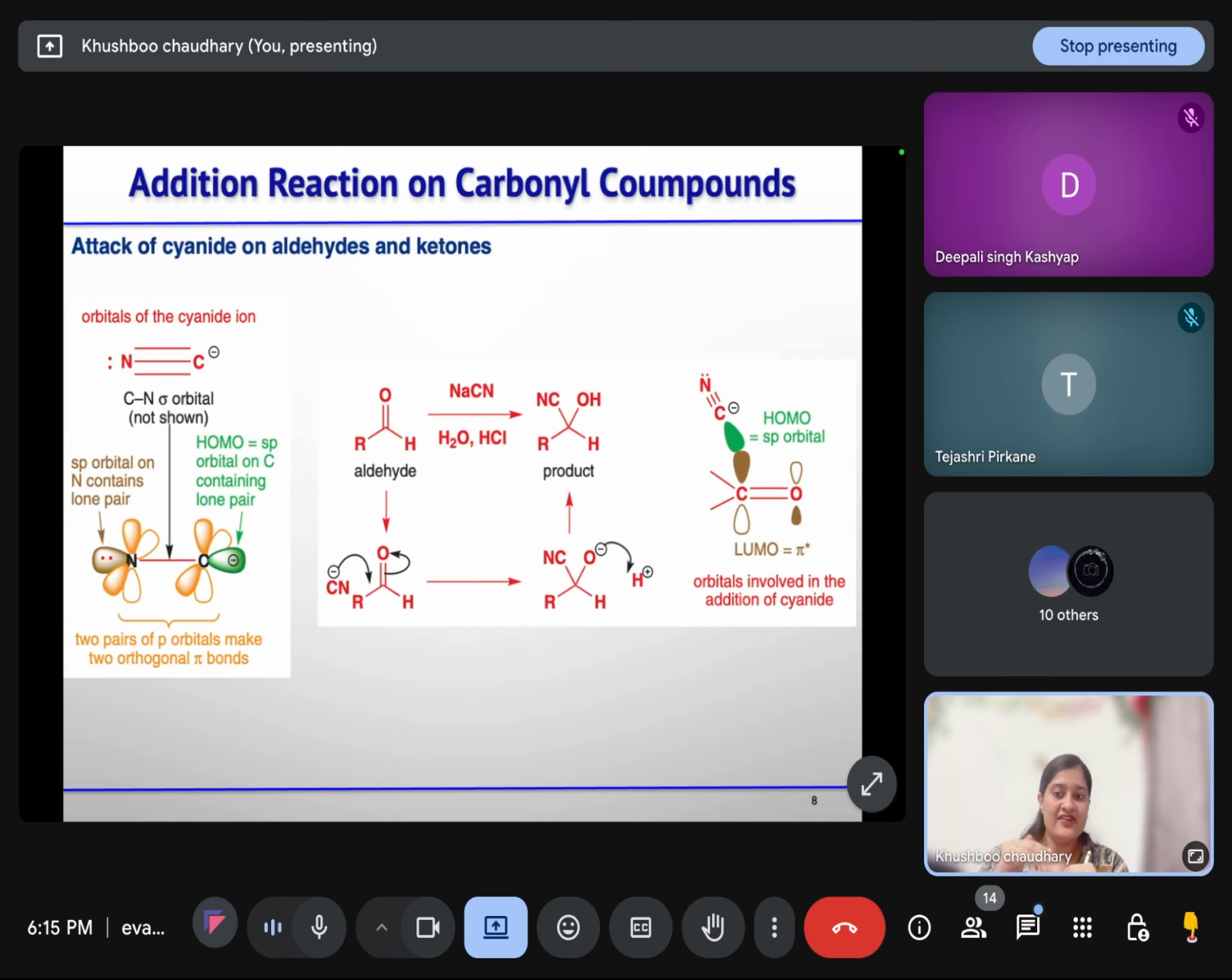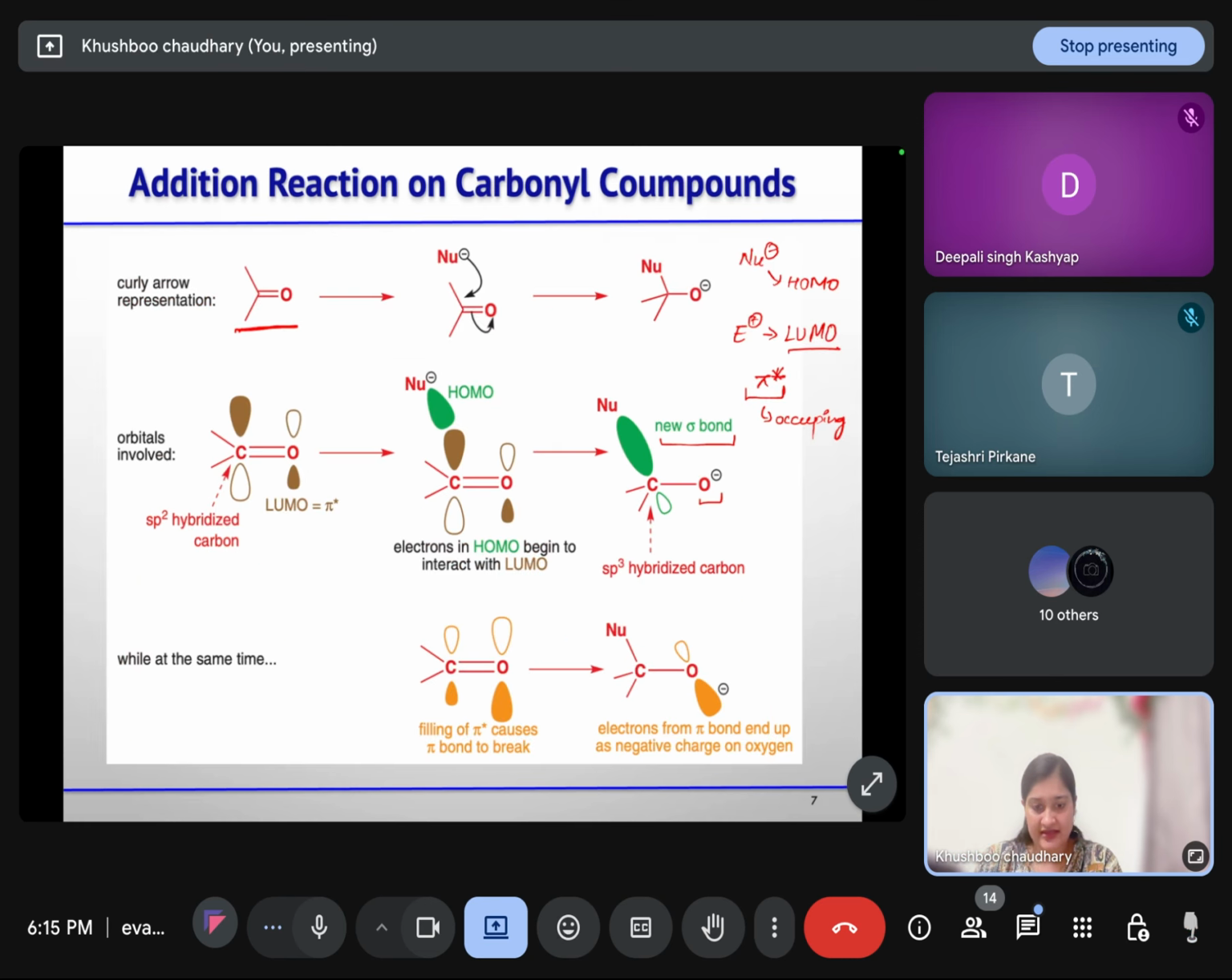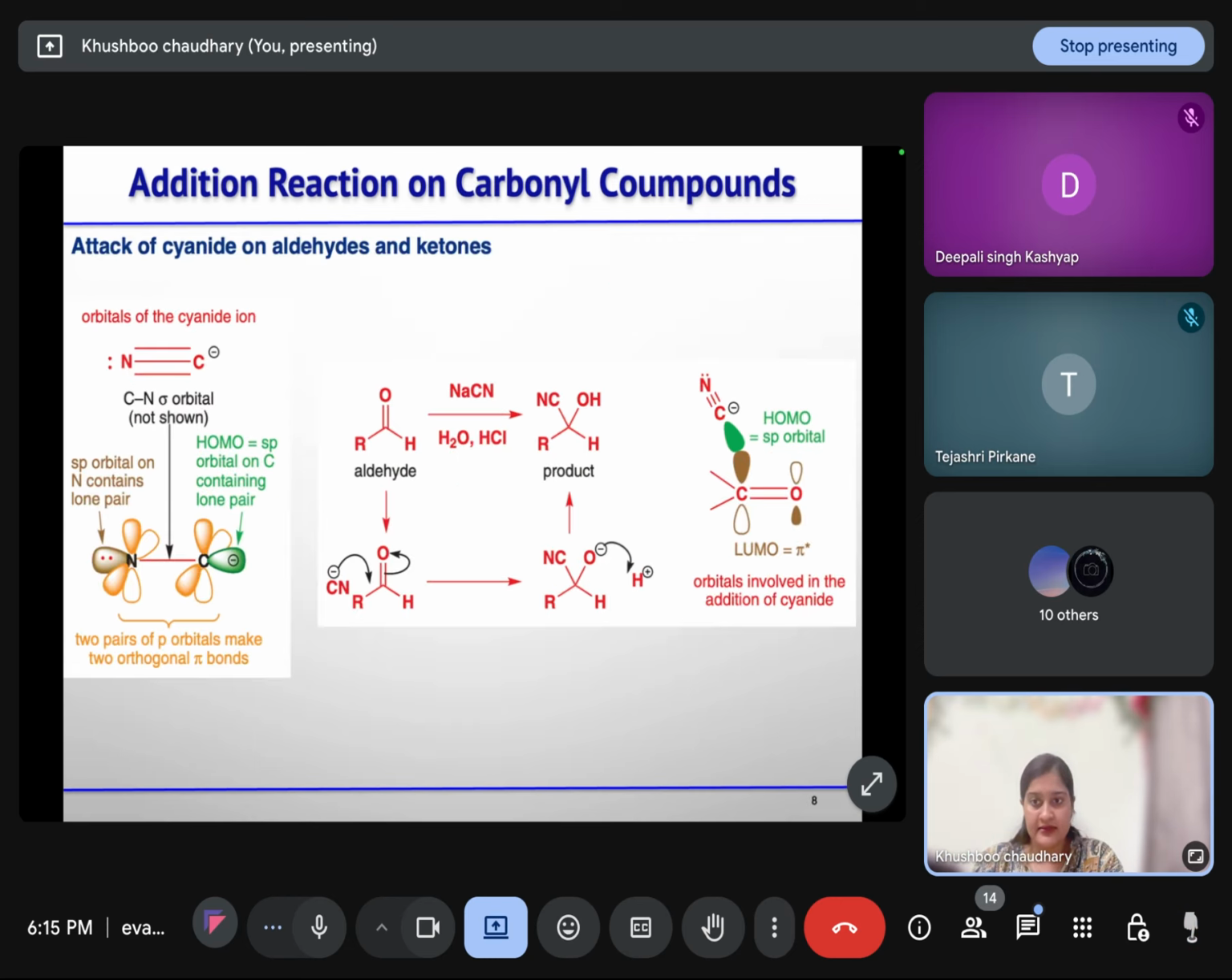Now when your nucleophile approaches the electrophile, the p orbital, or we can say the pi star orbital, as shown here, is not perpendicular, because your pi orbital is formed by the overlapping of p orbitals that are perpendicular. That means your pi star orbital is at an angle with respect to the perpendicular p orbital. So whenever the nucleophile approaches the electrophile, it will come at an angle of 107 degrees. So cyanide will attack aldehyde and ketone at an angle.